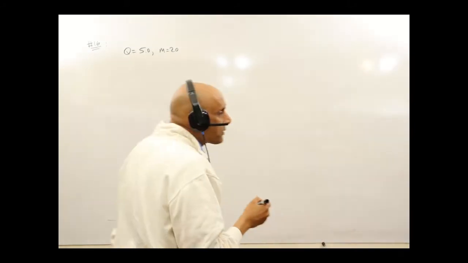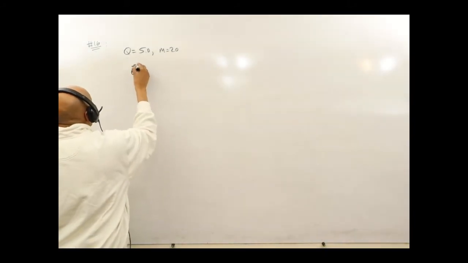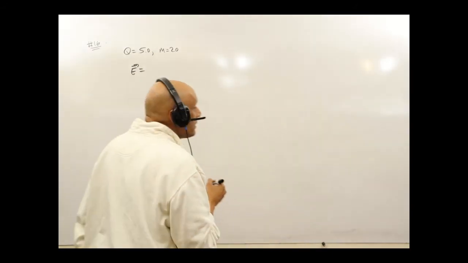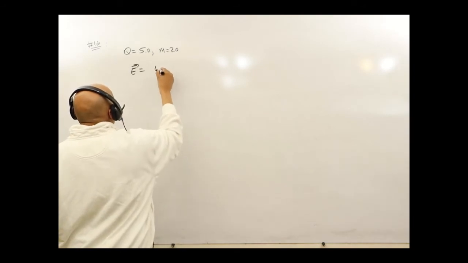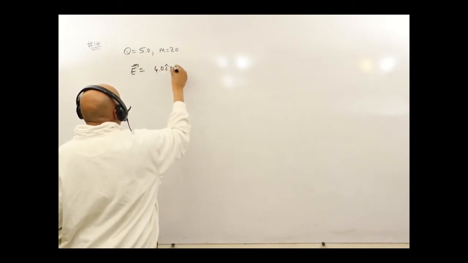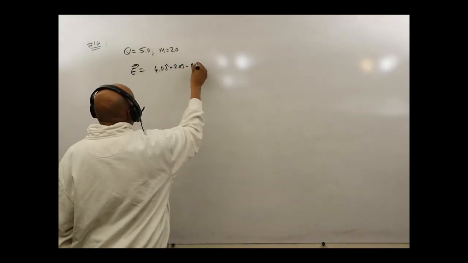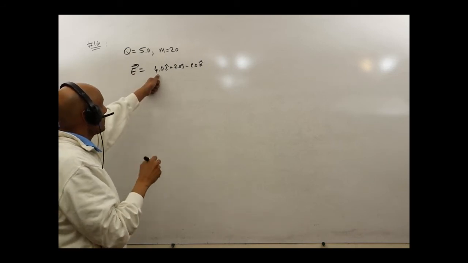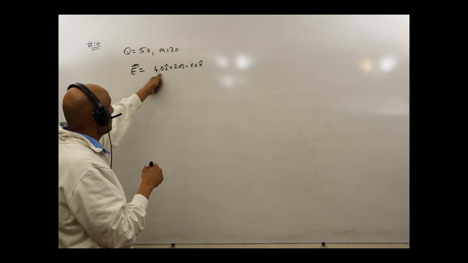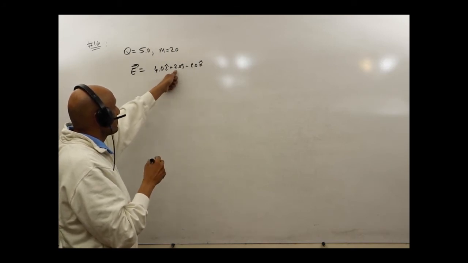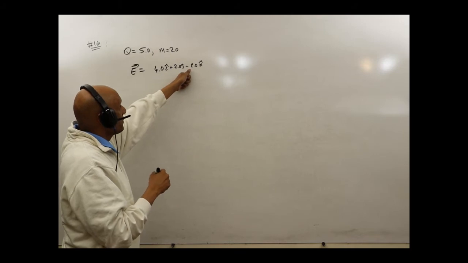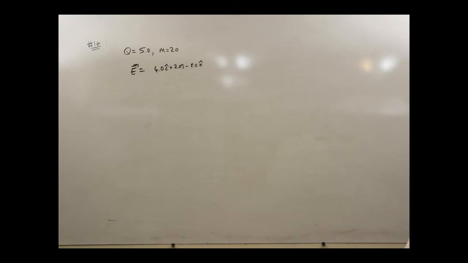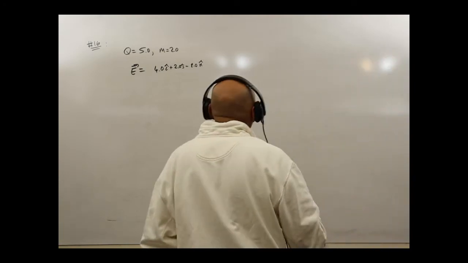And the electric field strength is given as 4.0i plus 2.0j minus 8.0k. The electric field strength is in newtons per coulomb, so it's 4.0 newtons per coulomb in the i direction, 2.0 newtons per coulomb in the j direction, negative 8.0 newtons per coulomb in the k direction. And we're told to find the acceleration of the particle. So find a.